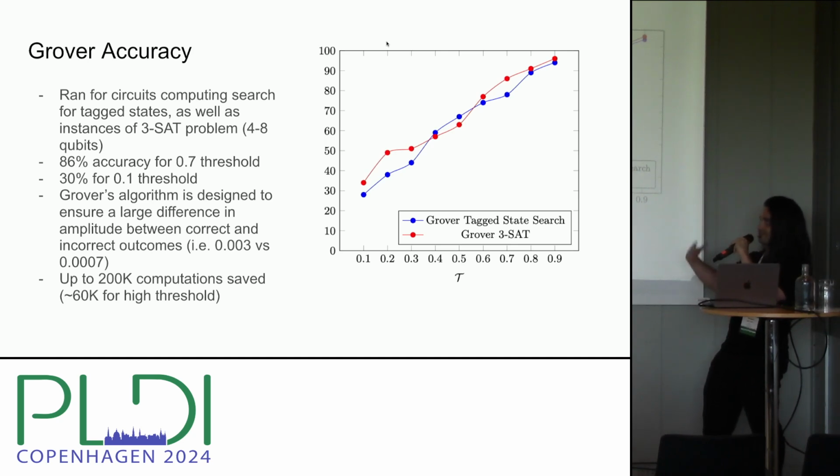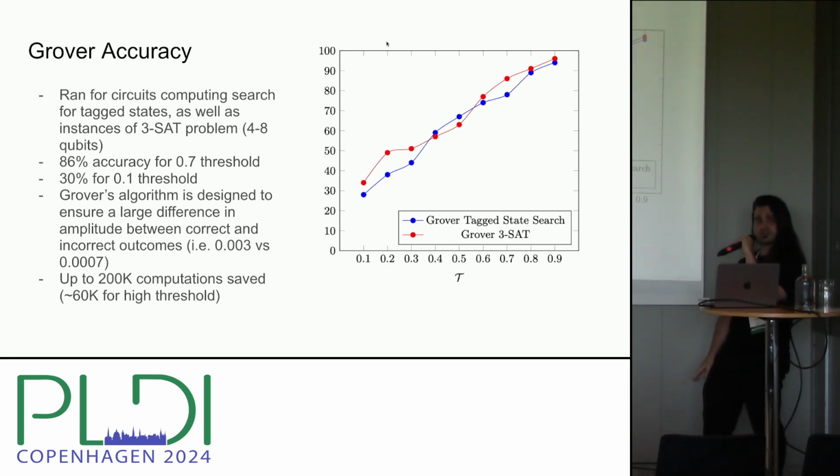And again, I'd like to remind you that maybe not so much for Grover, but the quantum algorithm itself is also probabilistic, so it doesn't give you the correct result 100% of the time. So in comparison, 86% is pretty good. And even for something absurdly low, right, 0.1 threshold, we were able to get 30% accuracy.